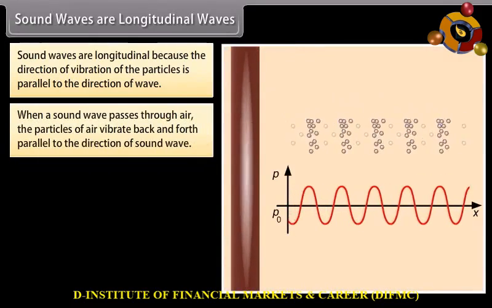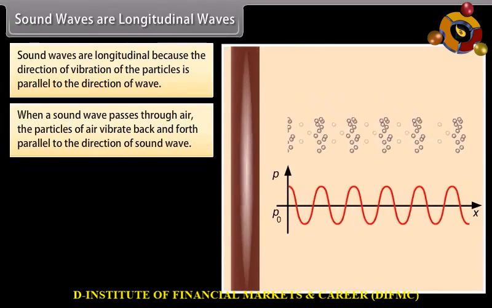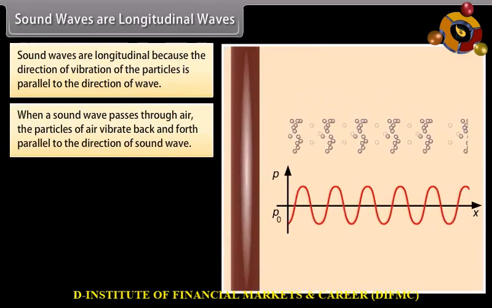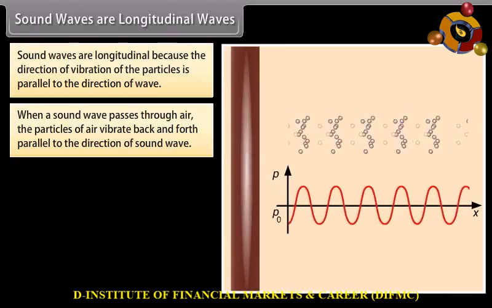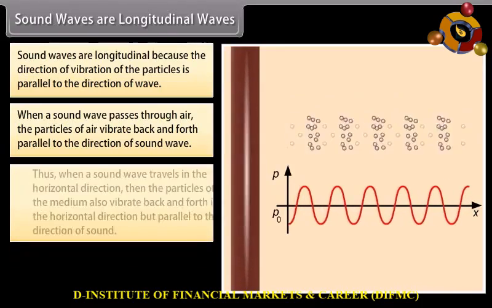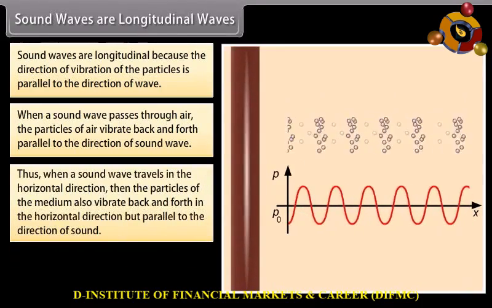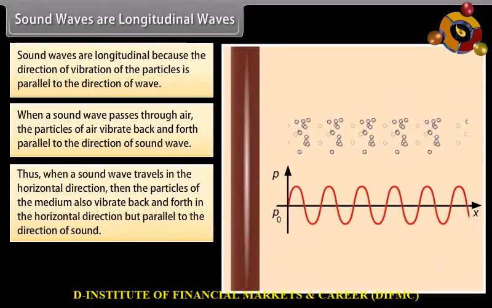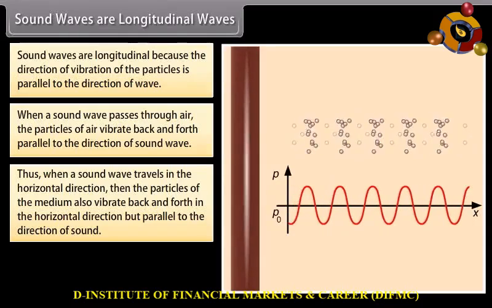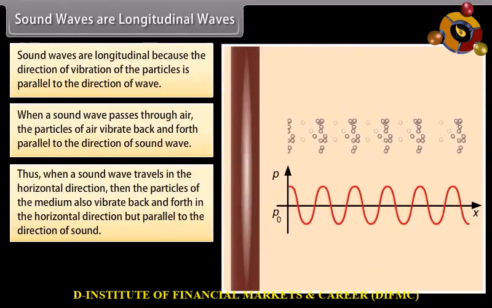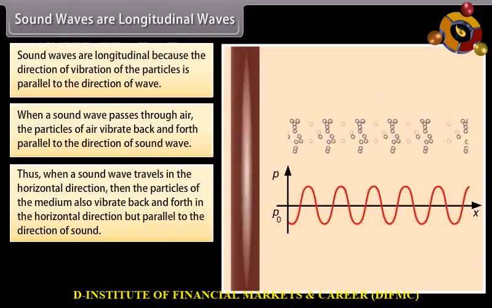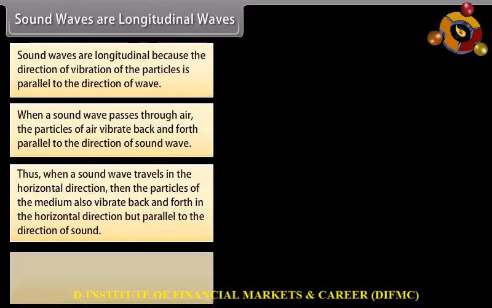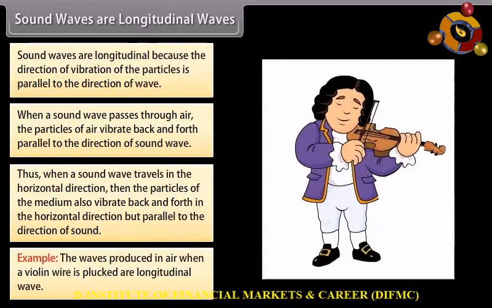When a sound wave passes through air, the particles of air vibrate back and forth parallel to the direction of the sound wave. Thus, when a sound wave travels in the horizontal direction, the particles of the medium also vibrate back and forth in the horizontal direction, parallel to the direction of sound. For example, the waves produced in air when a violin wire is plucked are longitudinal waves.